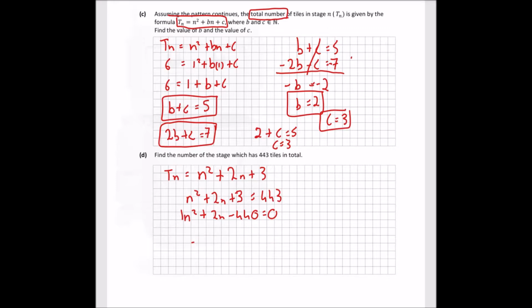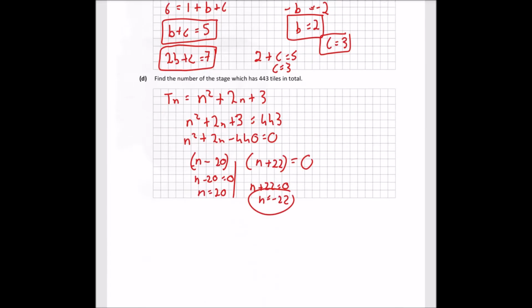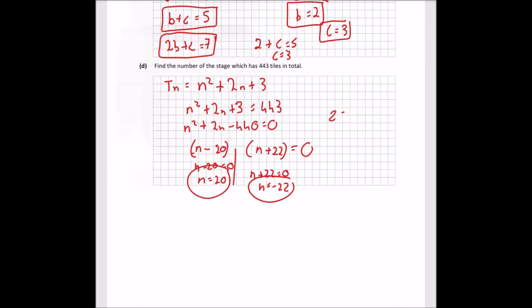We could definitely do that as well. Or we could factorize. We could look for numbers that multiply together to give us 440, and that would be 20 and 22. That would be a plus. This would be a minus. n minus 20 equals 0, n equals 20. Or n plus 22 equals 0, n equals minus 22. And n can't be a minus number, because we're looking for what stage in the pattern it is, and it doesn't go down to minuses, so n has to be 20.